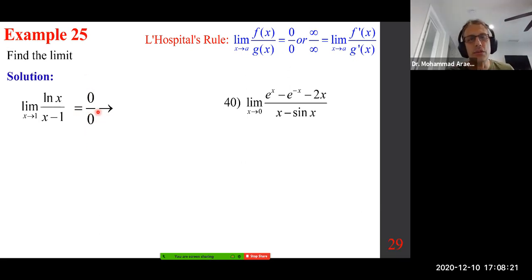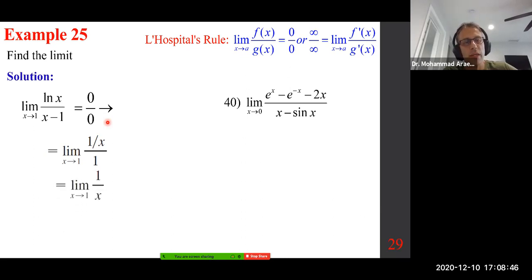You cannot use L'Hopital's rule without this statement. It's equal to 0 over 0 or infinity over infinity, or you name it. So I can't emphasize this enough. L'Hopital's rule cannot be used without this. Okay, now let's use L'Hopital's rule. So the top is 1 over x, the bottom is simply 1.